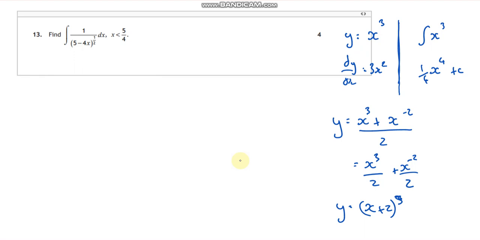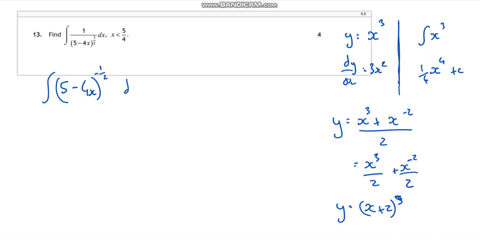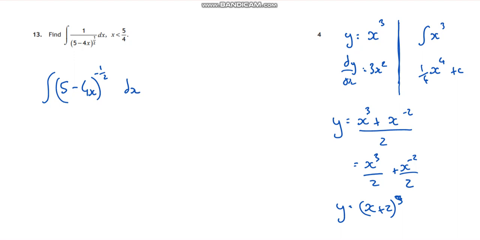So first thing I'm going to do here is set up my integral to be a little bit nicer, so I'll get it on top. So I've got 5 take away 4x to the negative a half, dx, fantastic. And now we're ready to integrate. So first thing I would do is write down a plus c, because I know that when I integrate, I'm going to end up with plus c.